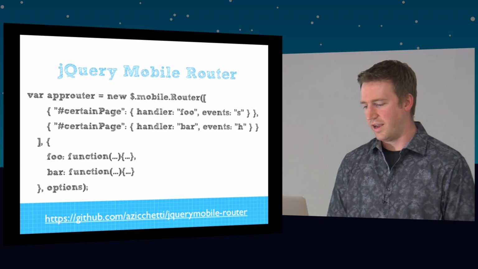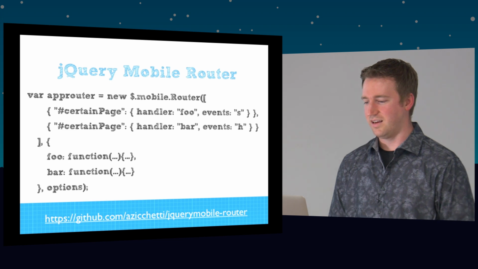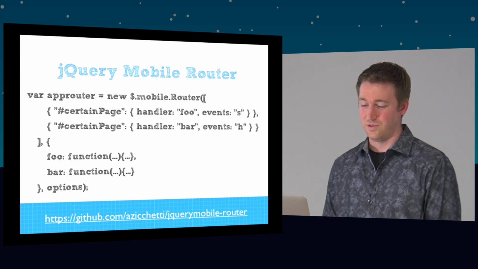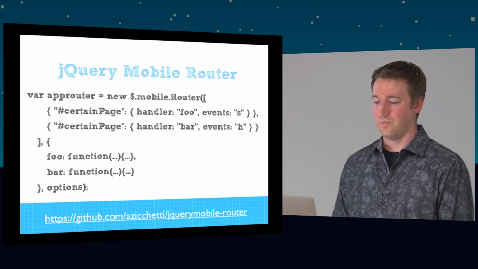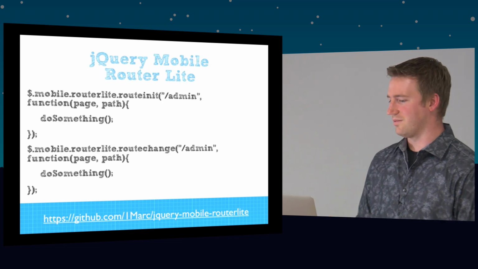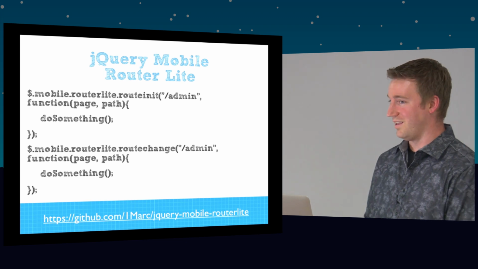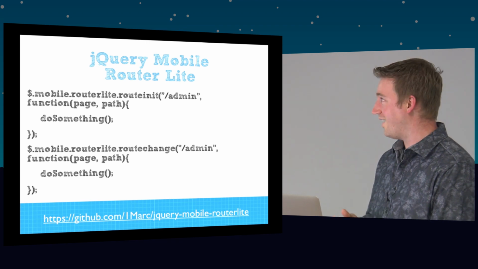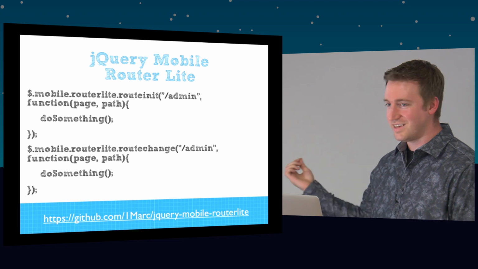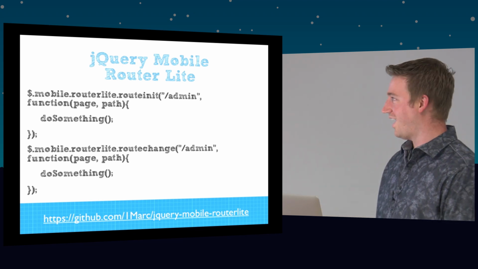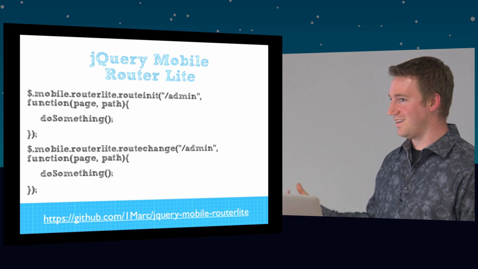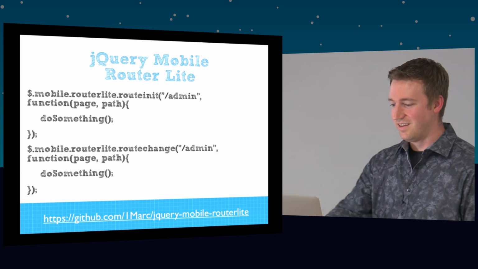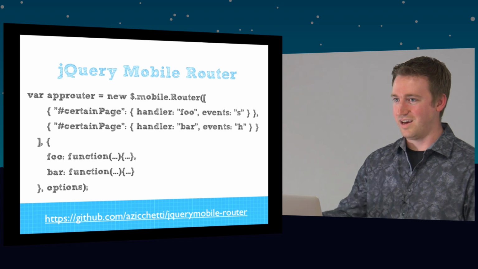But when I looked at jQuery Mobile router, I thought, this is great because you can bind to any event, but to me it was kind of overkill. I really only need when the page initializes, or when I'm changing back to the same page. So I created jQuery Mobile Router Lite, which gives you a really simple and small API to handle this. Basically, I give you two methods. Route init is the initial visit to that route, where you execute this JavaScript. And if you come back to it, route change executes that JavaScript every time you change to that route. To me, that's simpler than that API.